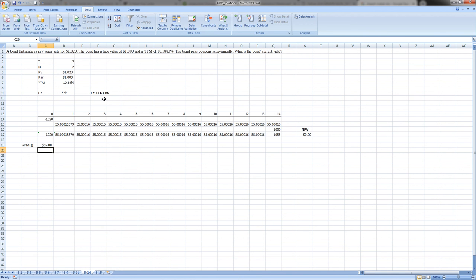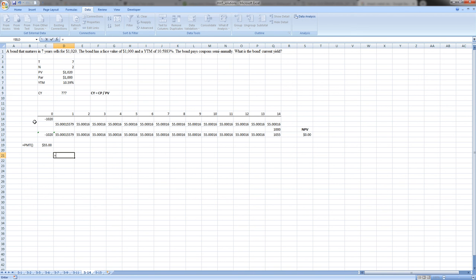So the current yield is equal to the coupon payment divided by the present value. Another way to say this is the present value divided by the coupon yield gives us the coupon payment, or the coupon payment divided by the coupon yield, and so forth. So we know our payment now is $55, and we know there's a present value of 1,020. And what this is going to do is give us the current yield.